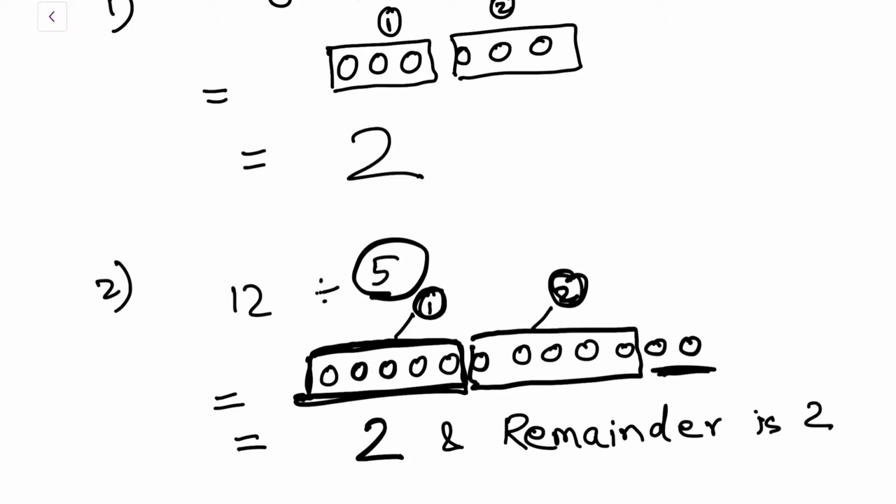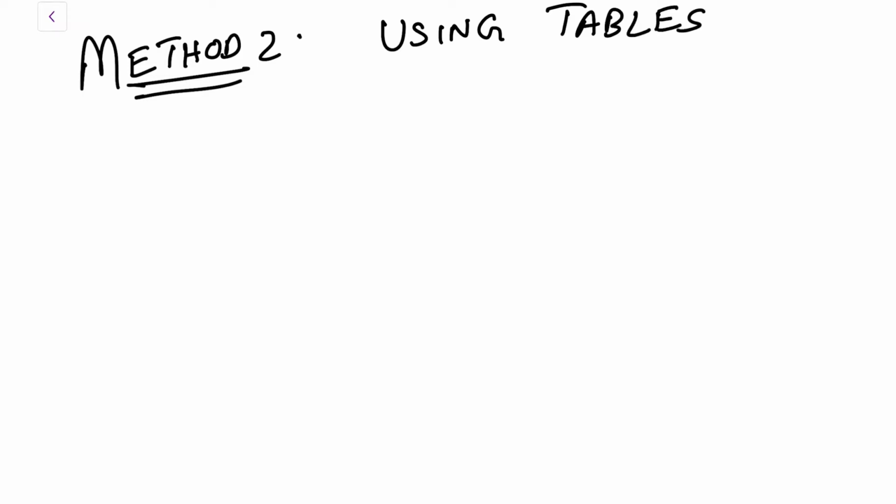Now this is method 1. The problem with this method is when you have bigger numbers, it's going to be difficult for you to represent it with so many balls. You cannot draw 100 balls or 50 balls and then group them. That is where method 2 comes in handy. Alright, let's look at method 2. Method 2 is using multiplication tables. All of you know the tables, so you have to be really good at tables to do this method.